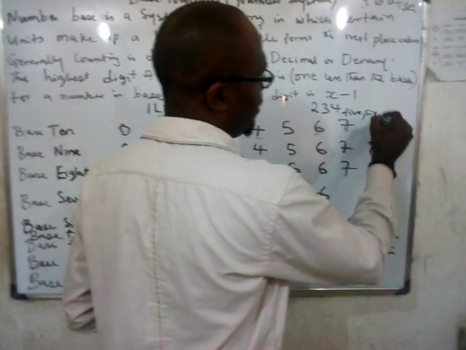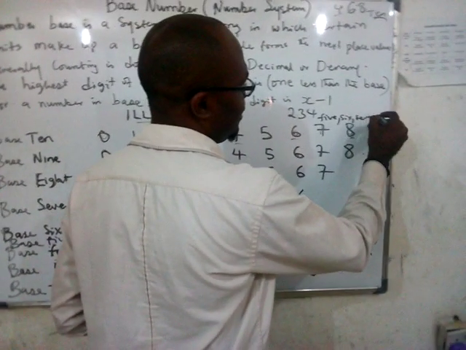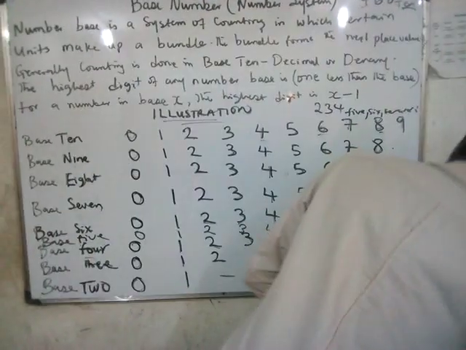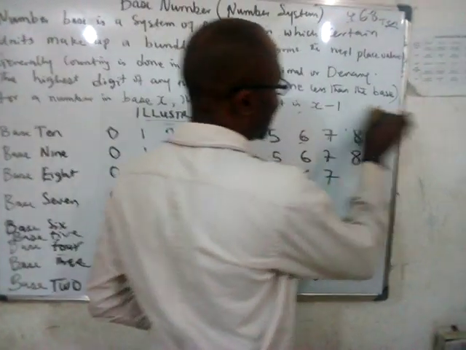6. And also what? 7. And also what? 8. And also what? 9. And also what? 10. Is that clear? Yes, sir. So that is what we call base numbering.